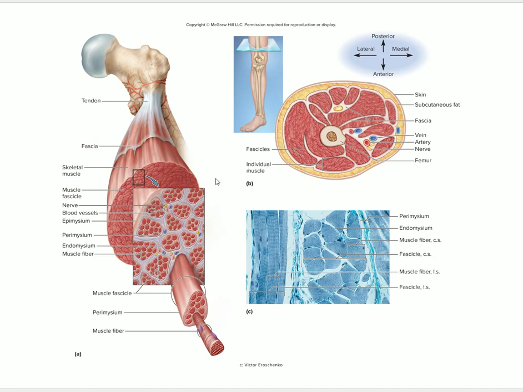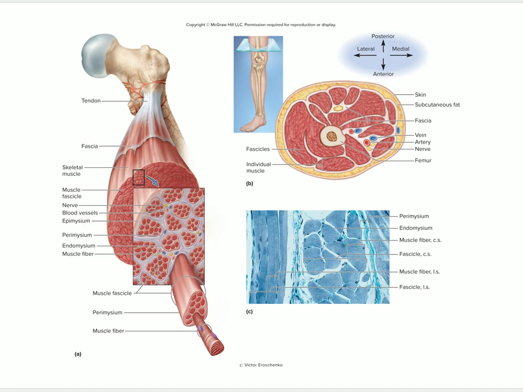So we have fascia right here. Fascia is just a layer of connective tissue between the muscles. Fascia also separates the muscles from the skin, right? A fascicle right here, that's a bundle of muscle fibers ensheathed in connective tissue. So multiple fascicles constitute a muscle as a whole pretty much.